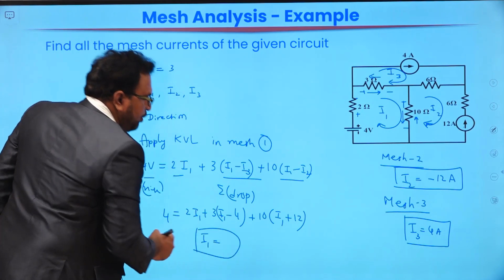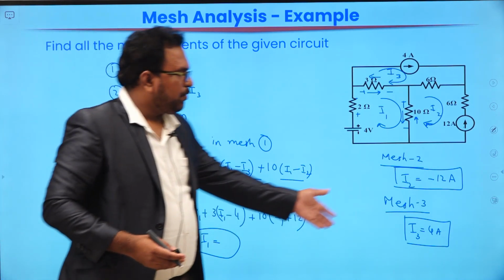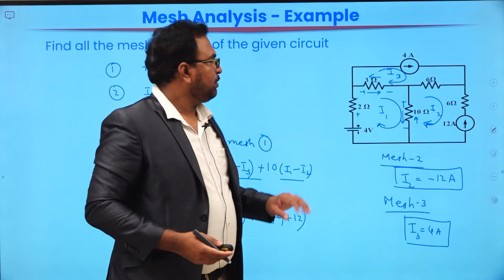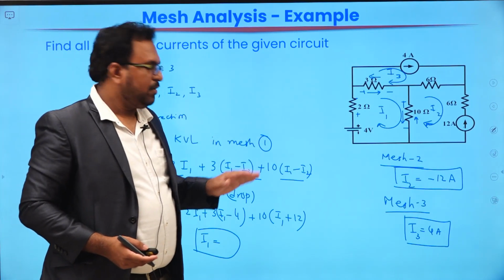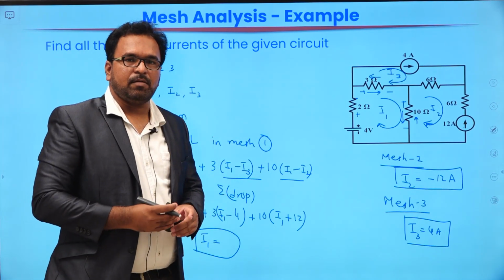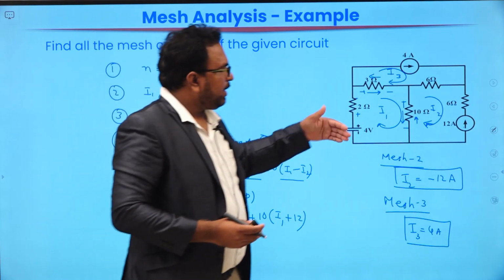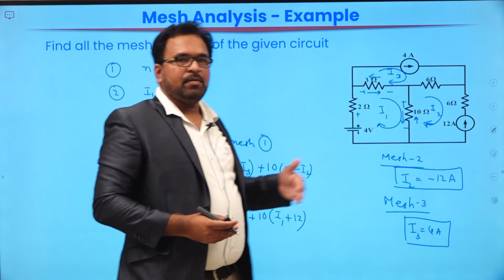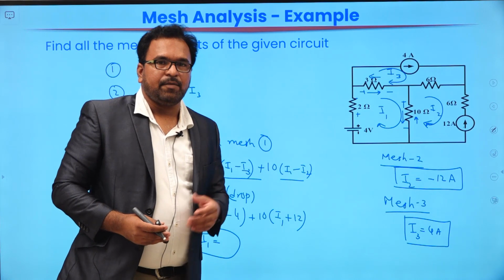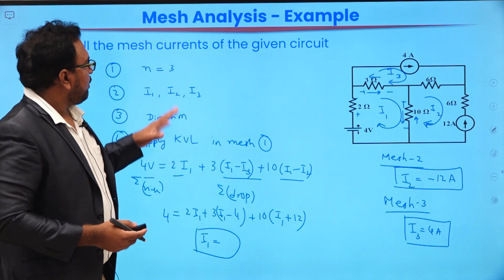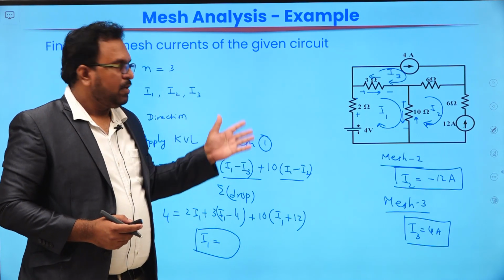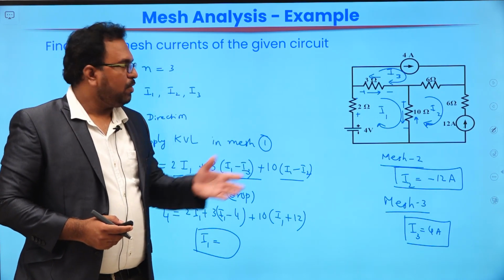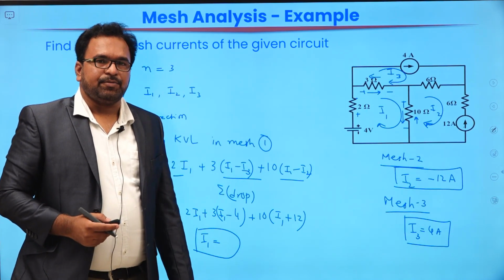So like this we can solve for the mesh currents. In this problem he asked to calculate only the mesh currents in the given circuit. With this the problem is solved. If he asked to calculate any other value or voltage, then we will do it by using the mesh current variables. That's all about mesh analysis, the procedure, and how we are going to apply mesh analysis to analyze a simple electrical circuit.